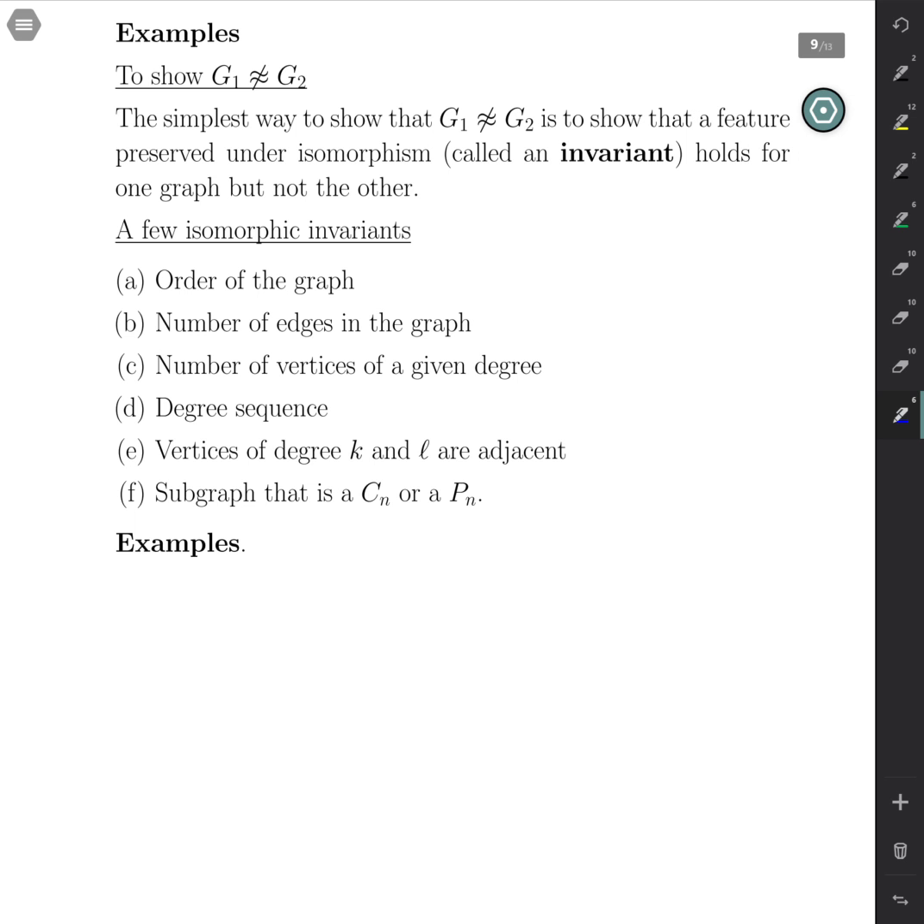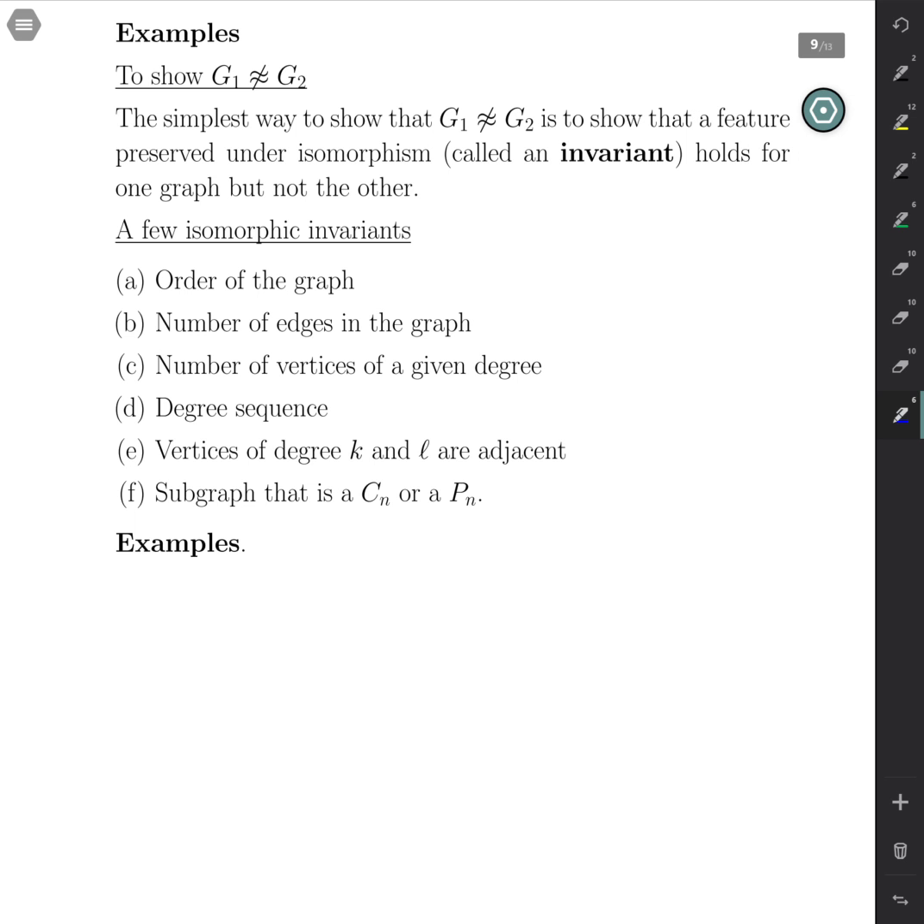A much nicer way to do it is to recognize that if two graphs are isomorphic, they have to preserve certain properties. So for example, if two graphs are isomorphic, they must have the same order. They must have the same number of vertices, because there has to be a one-to-one matching of the vertices.